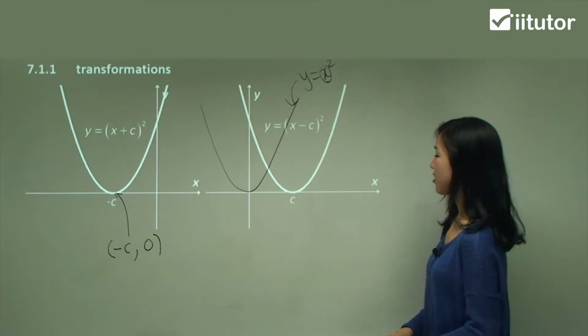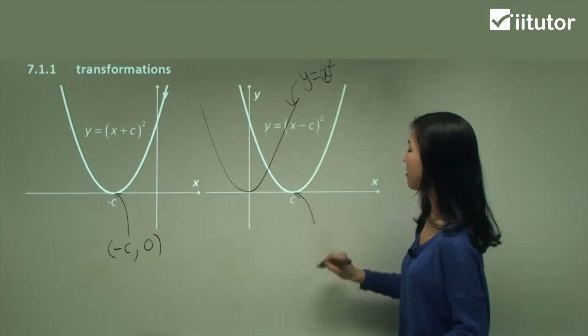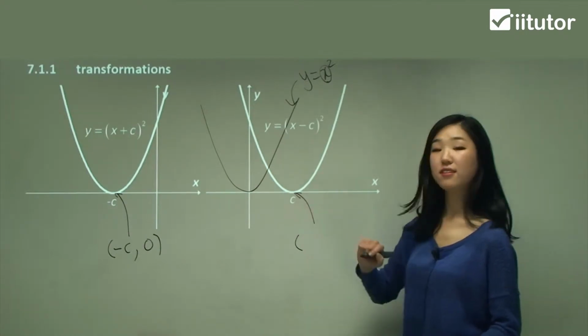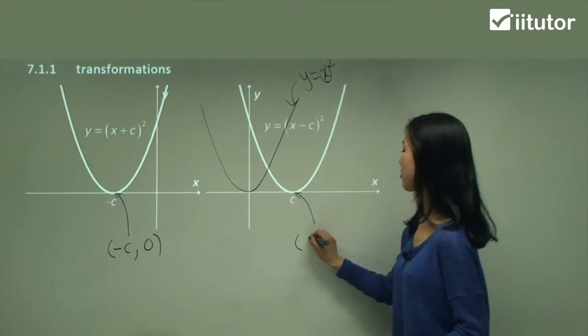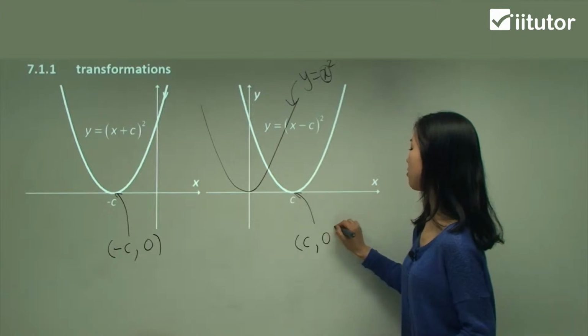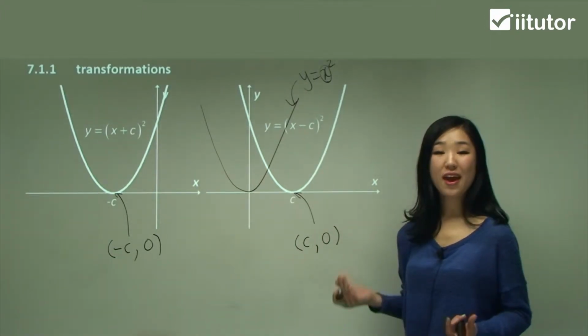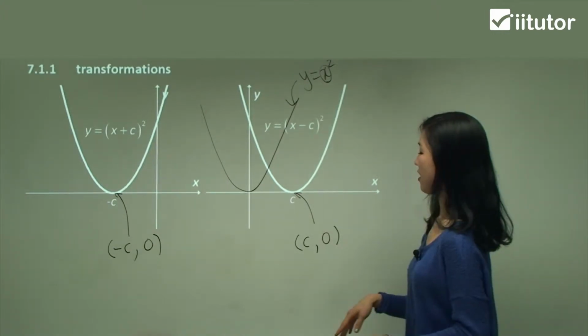You can also see that the vertex changes because we're moving by c units. See how the x changes? This time the x coordinate will be c and the y will remain as 0. So those are the vertices, or you can also call them the x-intercepts. Have a look at that.